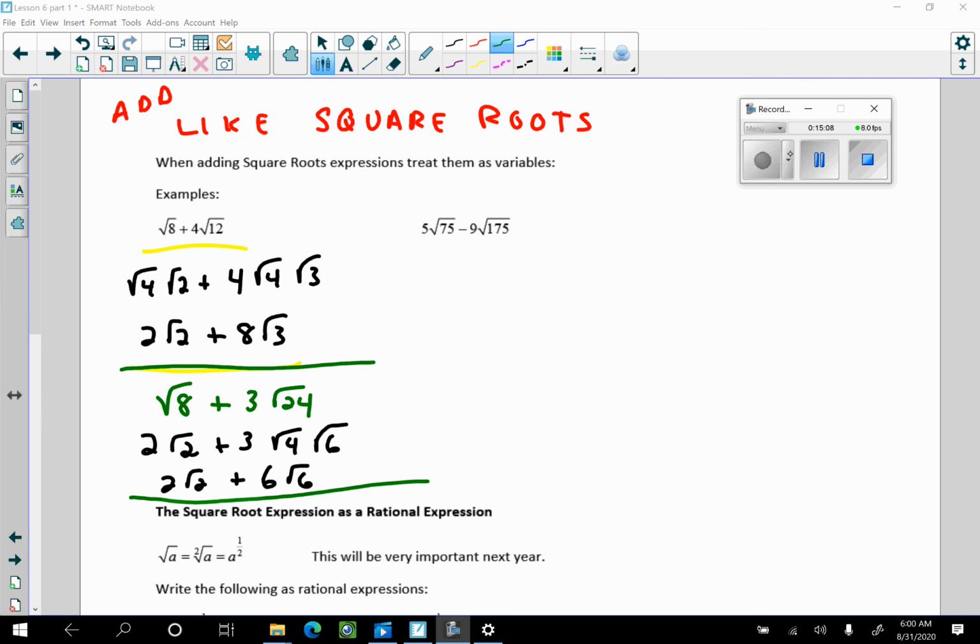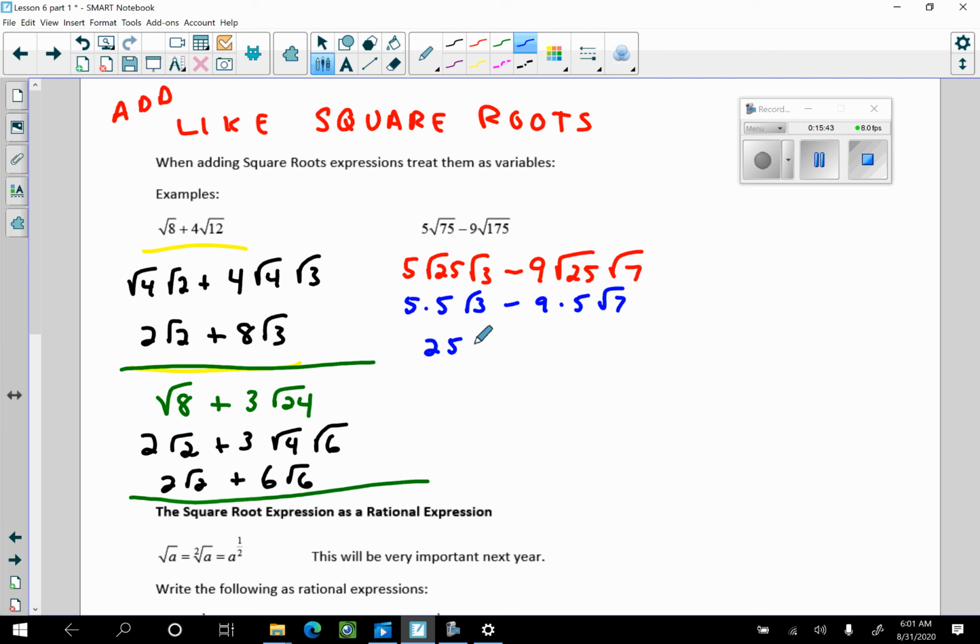Okay, so let's do another example of simplifying square roots. So we know the square root of 75 is going to be square root of 25 times square root of 3. Square root of 175 is going to be square root of 25 times the square root of 7. Now I'm going to simplify those square roots of 25. This is going to be 5 times 5 square root of 3 minus 9 times 5 square root of 7. So this is going to be 25 square root of 3 minus 45 square root of 7. That's simplified.